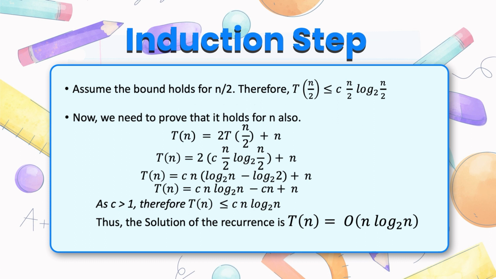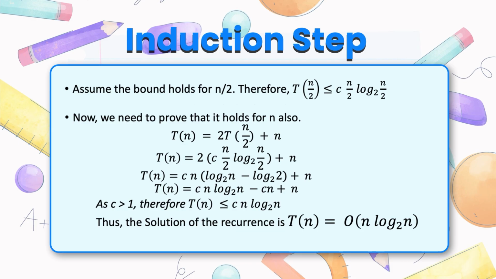Since C has to be greater than 0, what we are basically doing is reducing some value. We are deducting some value. C has to be greater than 1. Therefore, it is going to be minus Cn plus 1n. And C is greater than 1, so it may be 1.1, or let's say if it is 2, so obviously if C is 2, minus 2n plus n will become minus n. That means the Tn value is less than or equal to Cn log 2n.